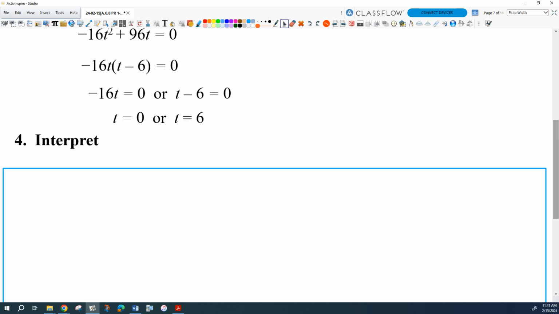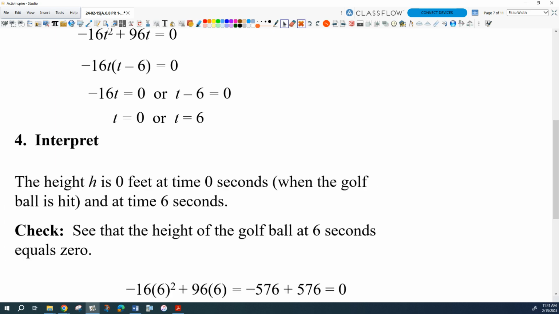The one we're looking for is 6, right? But the 0 is there for a reason. It's just not the one we want. Okay, so there we go. 6 seconds is our answer.